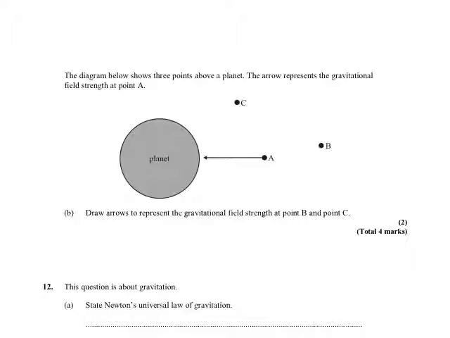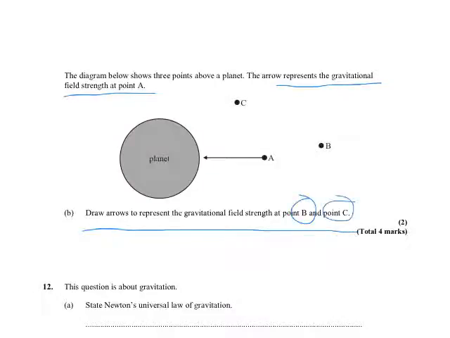Okay, the diagram below shows 3 points above a planet. The arrow represents the gravitational field strength at point A. Draw arrows to represent the gravitational field strength at point B and C. Okay, now this looks really easy, and it is, but you've got to be careful of a few things.